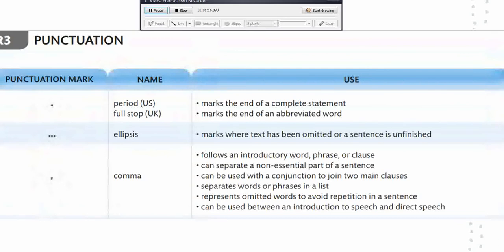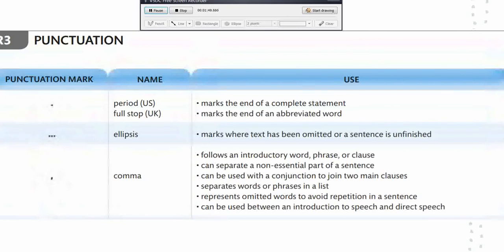Next we have a comma. The name is comma, and the usage is it follows an introductory word, phrase, or a clause. It can separate a non-essential part of a sentence, can be used with a conjunction to join two main clauses, that means two independent clauses. When you have one clause ending, you can place a comma, and then the next clause.